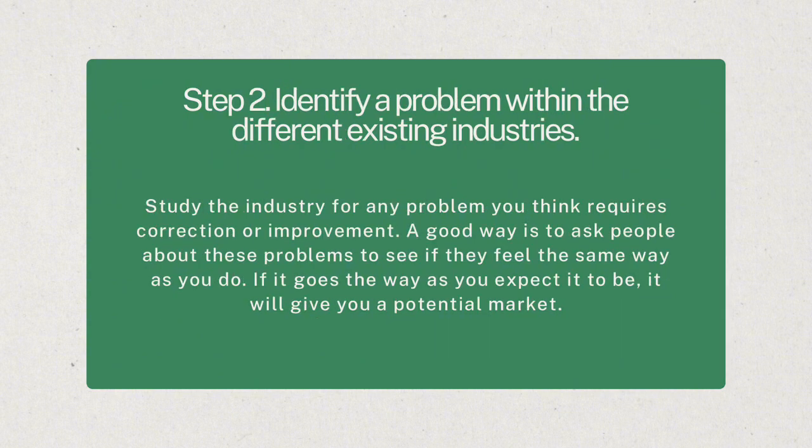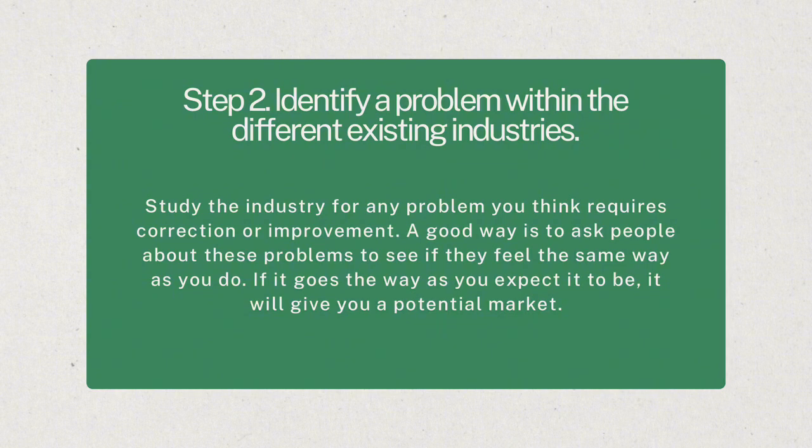Step 2. Identify a problem within the different existing industries. Study the industry for any problem you think requires correction or improvement. A good way is to ask people about these problems to see if they feel the same way as you do. If it goes the way you expect it to, it will give you a potential market.